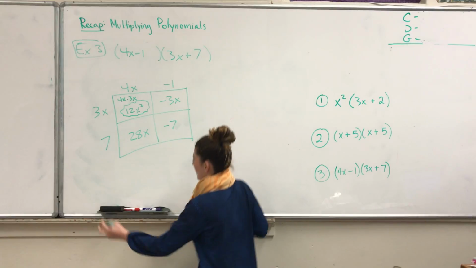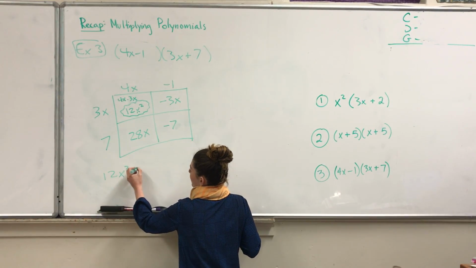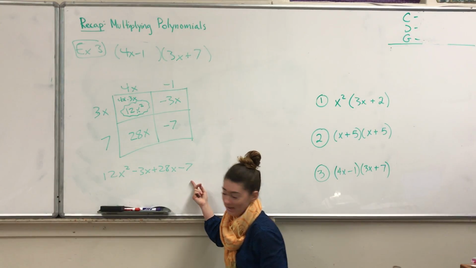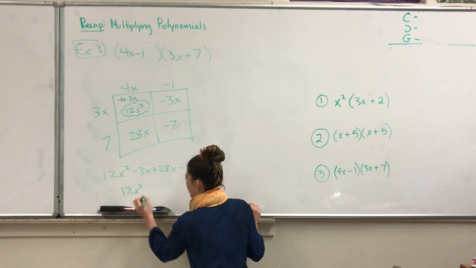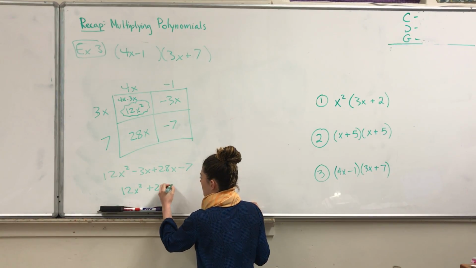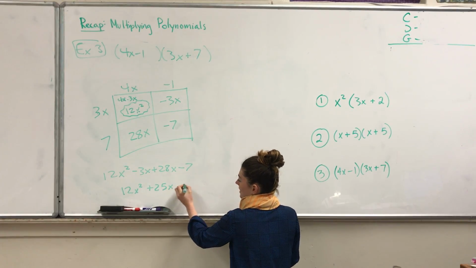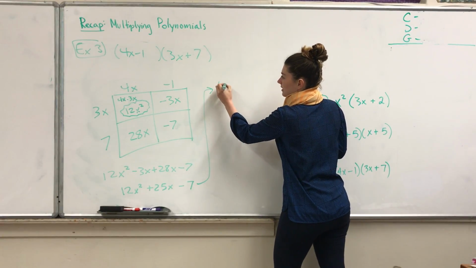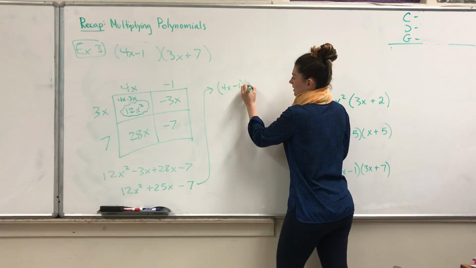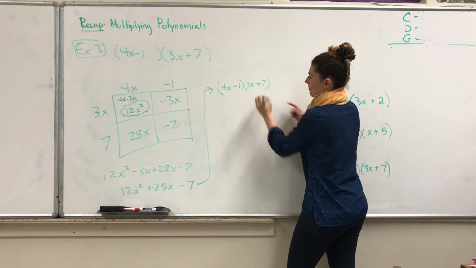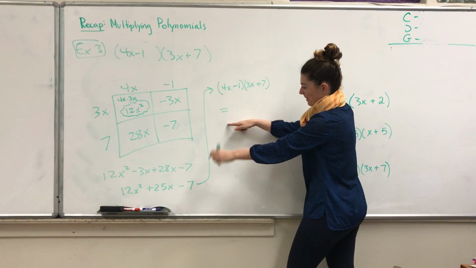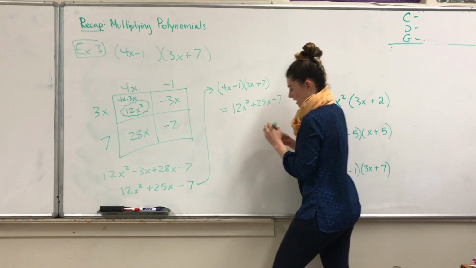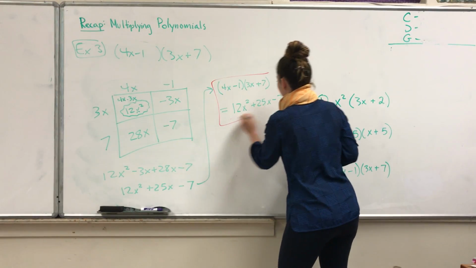Let's write out all the terms we got in the boxes. We got 12x squared minus 3x plus 28x minus 7. Combine any like terms that you can. Good, you combine these guys. Negative 3 plus 28 is 25. So let's write our final answer the same way. We're going to say the binomials they gave us multiplied together equals that product. 12x squared plus 25x minus 7. That is your final answer.